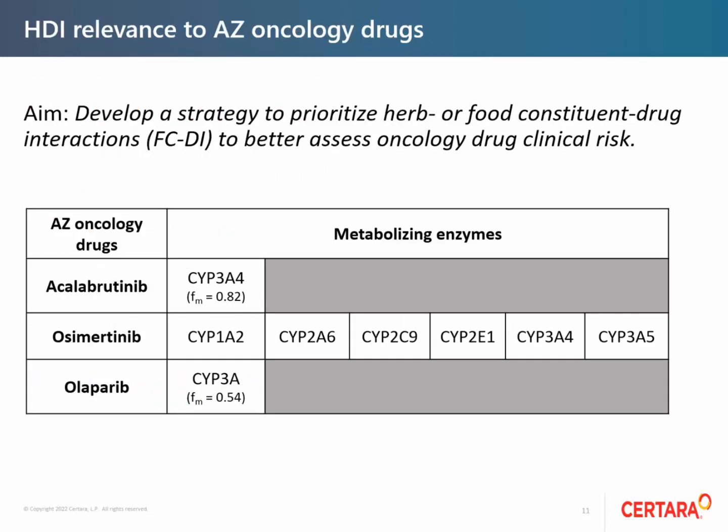Based on that knowledge, we can then start to extrapolate to AstraZeneca's own oncology drugs. Based on the metabolizing enzymes for these 3 example drugs that you see here, and the fact that CYP3A enzymes are a part of these 3 drugs' metabolisms, we can start to deduce that herb-drug interactions may have an effect on AZ oncology drugs.